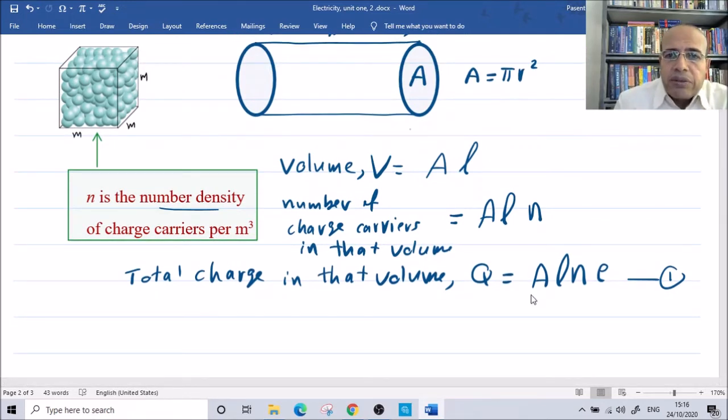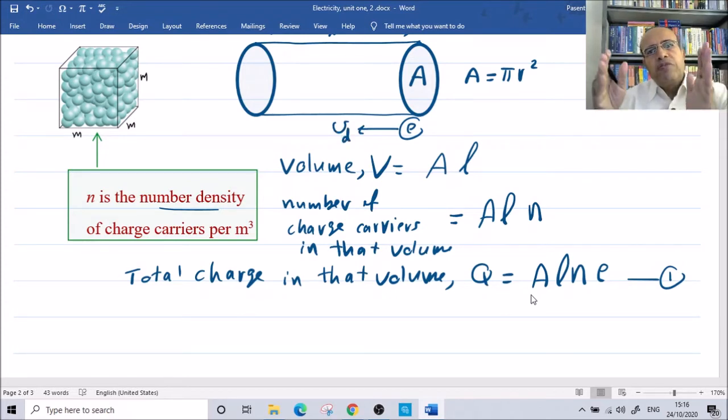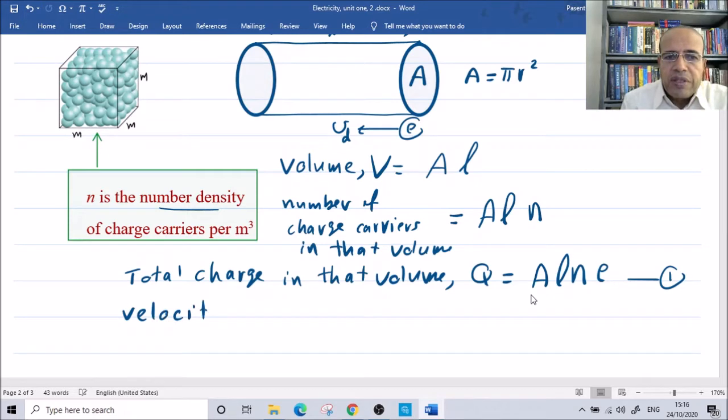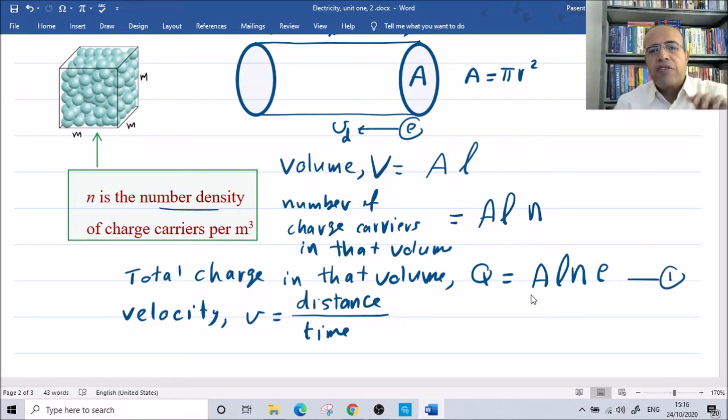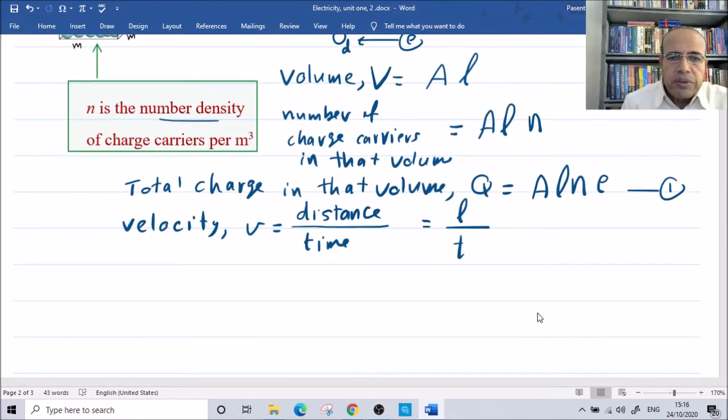Imagine the electron has drift velocity V and it moves from one side of the conductor to the other. The length of the conductor is L. The velocity of that free electron, denoted by V, equals the distance over the time. The distance is the length of the conductor, so it's L. The time from one side to the other side is T. Rearrange this equation to get the time. So T equals L over V.